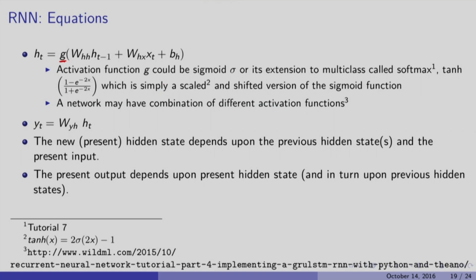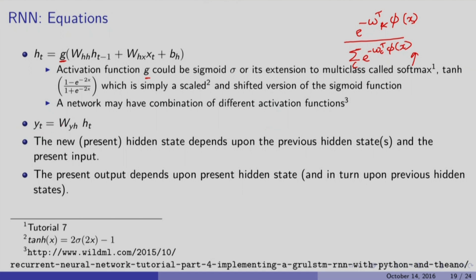The activation function G could be a sigmoid or its extension to multi-class called softmax. So recall that our softmax is nothing but e raised to minus wk transpose phi x divided by summation over the classes of e raised to minus wc transpose phi x. This is the extension of sigmoid. It could also be tanh, which just turns out to be a scaled and shifted version of the sigmoid function. In fact, a network could also have a combination of different activation functions.